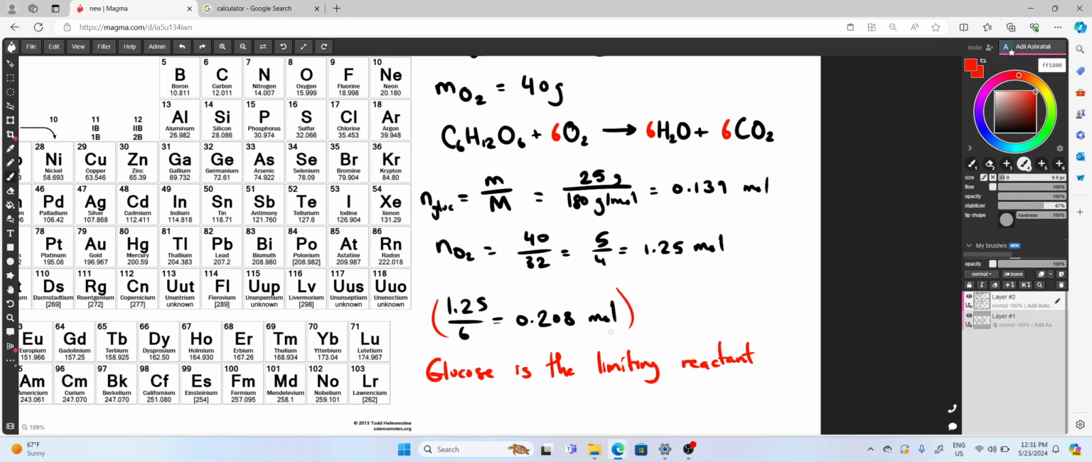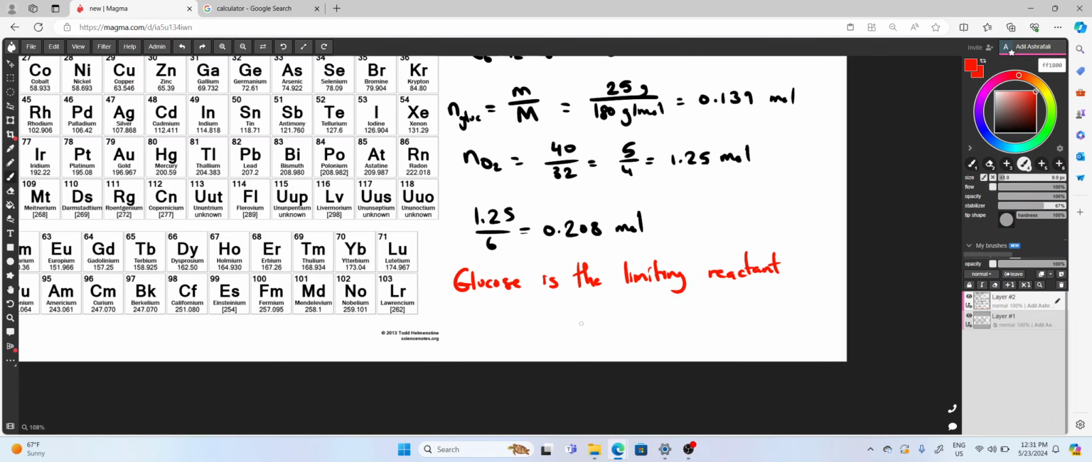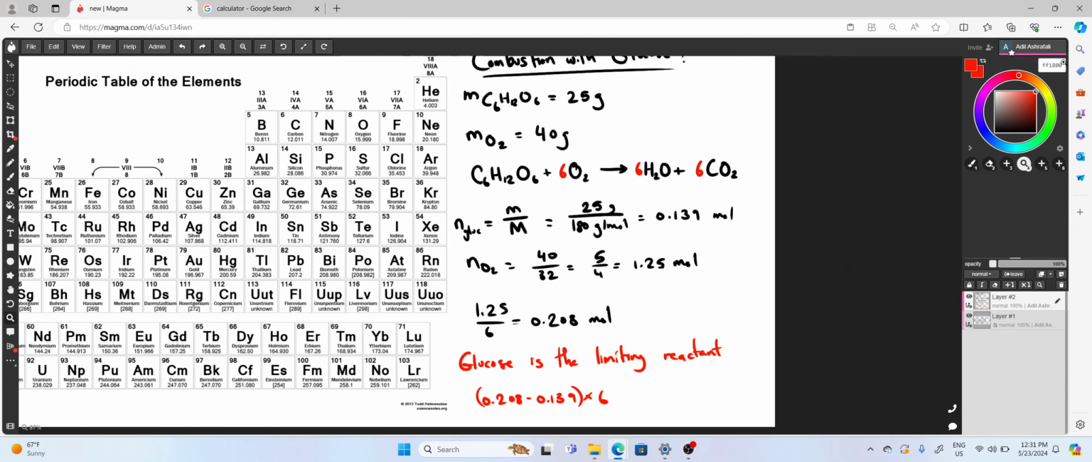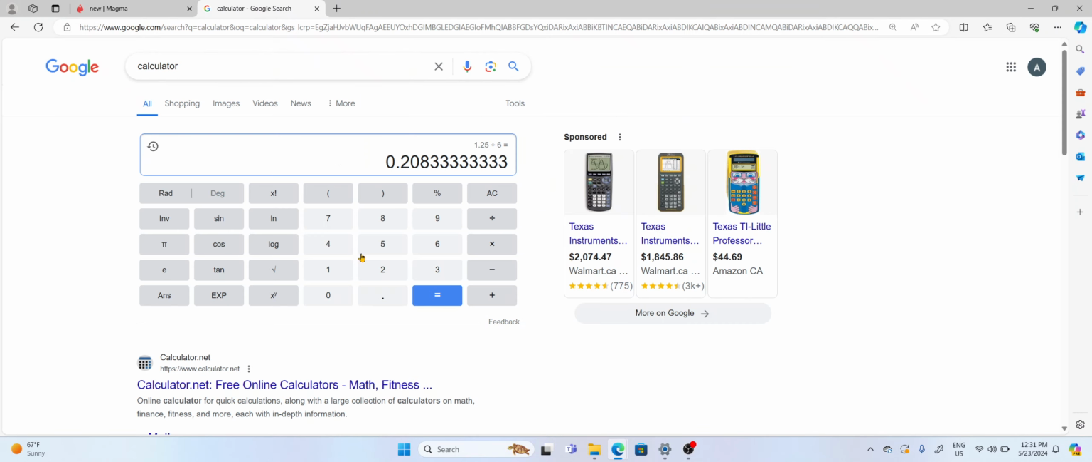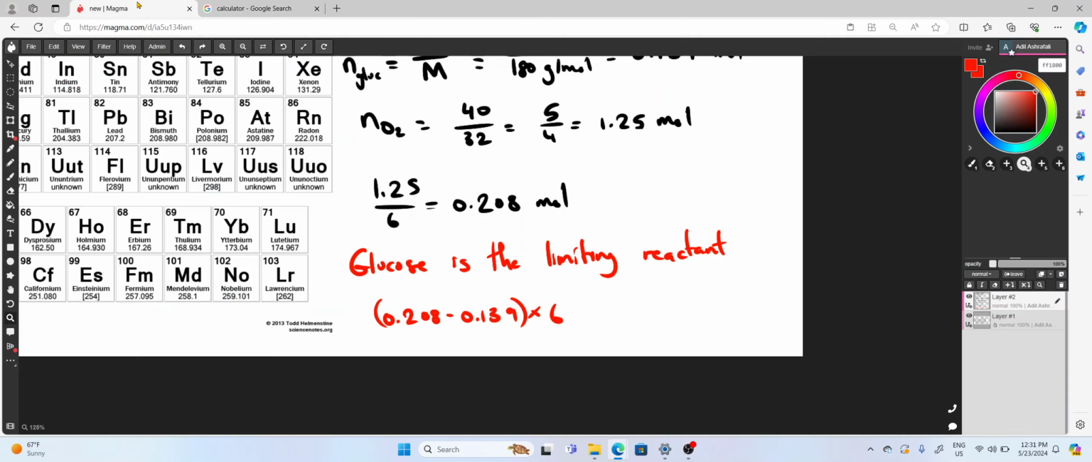the amount of glucose, we can just do 0.208 subtracted by 0.139 and multiply this number by 6 because the ratio is 1 to 6. 0.208 subtracted by 0.139 times 6 is 0.414. 0.414 moles of oxygen gas in excess.